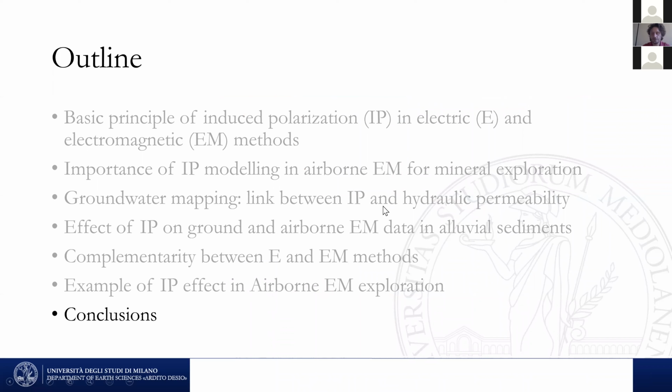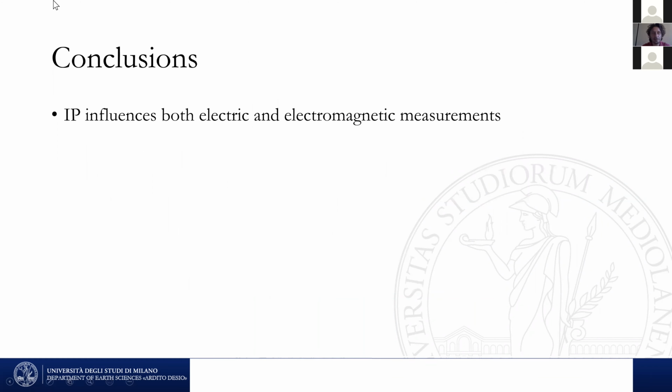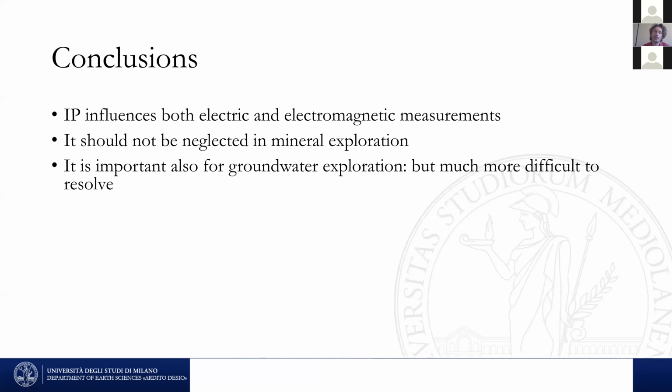So, conclusion. The IP effect strongly influences both the electric and electromagnetic measurements. It should not be neglected in mineral exploration. If you neglect negative data in your transient, then you get the wrong model. But it is also important for groundwater exploration. The problem is that it is much more difficult to resolve, because usually in groundwater exploration, the IP is not strong enough to give negative transients in EM measurements.